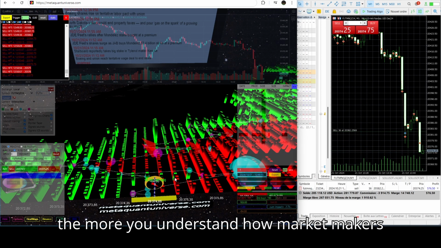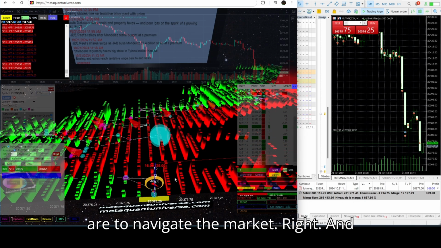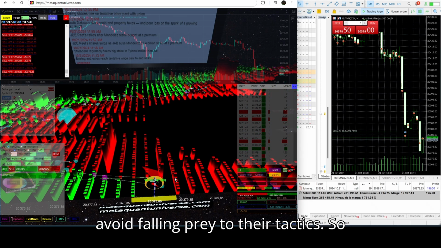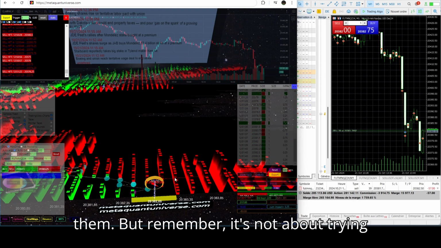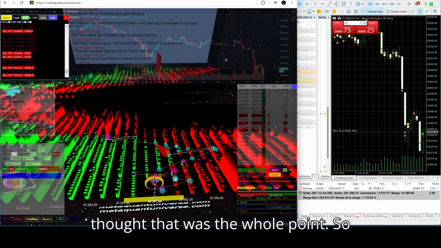Exactly. And the more you understand how market makers operate, the better equipped you are to navigate the market. And avoid falling prey to their tactics. So we're kind of turning the tables? In a sense, yes. Using their playbook against them. But remember, it's not about trying to outsmart them at their own game. Oh, I thought that was the whole point.